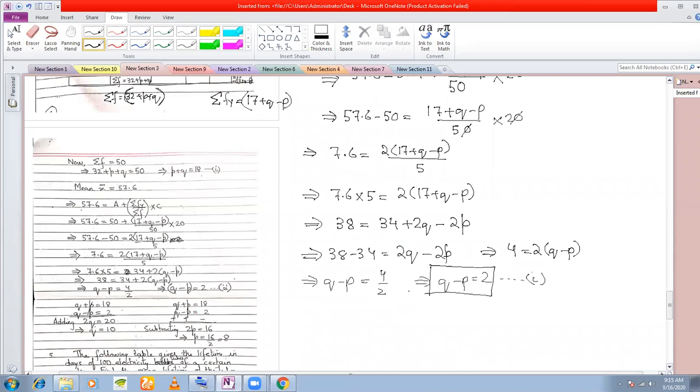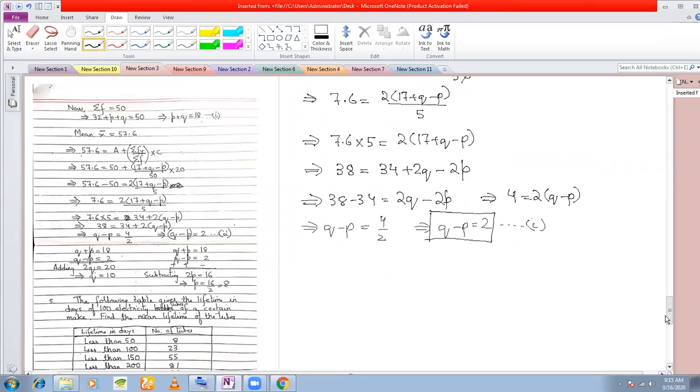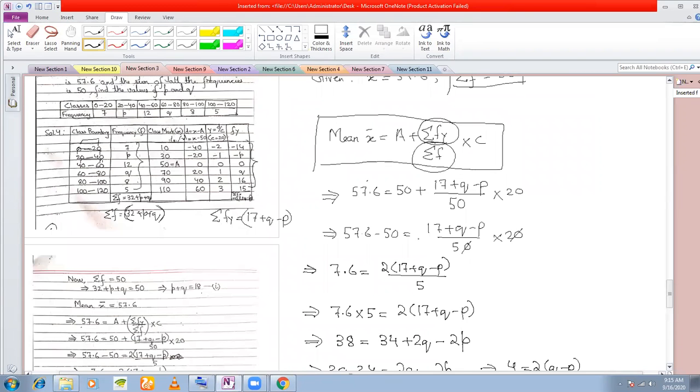Now we need to find the next equation. For the next equation, we must see what the next piece of information is.